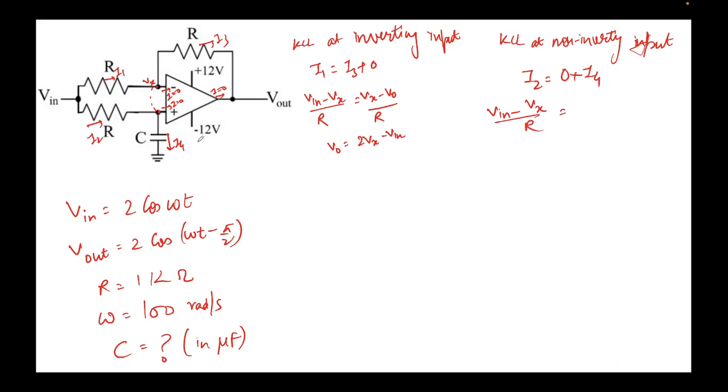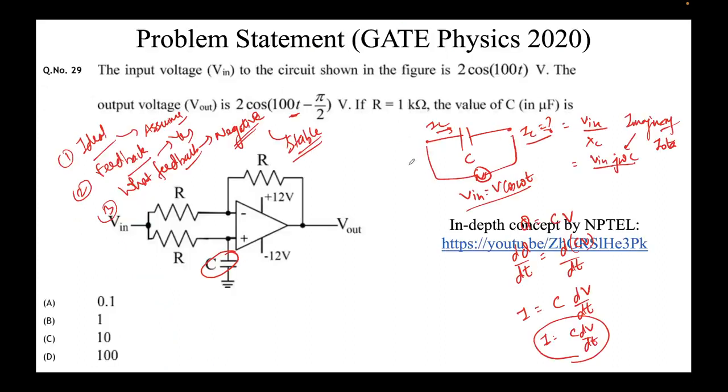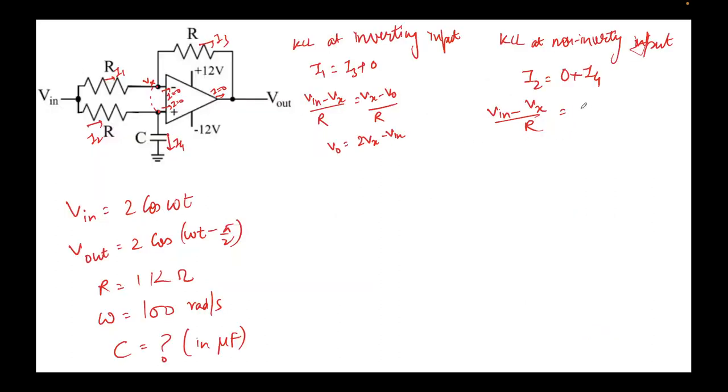I4 is nothing but current flowing through this capacitor. Now, what is the expression for current flowing through the capacitor? I derived it here. It is C dV by dt. Let's put this here. What is the voltage across this capacitor? Vx minus 0. This voltage is Vx, this is 0. So that's the voltage applied across this capacitor. It will be C d(Vx minus 0) over dt. Let's solve it a bit. (Vin minus Vx) by R equal to C dVx over dt.